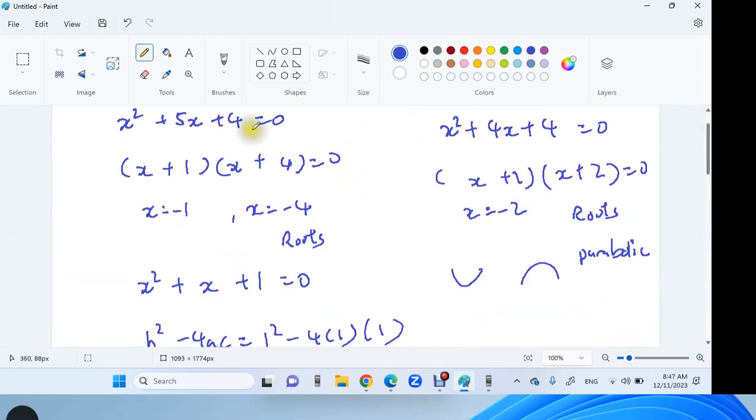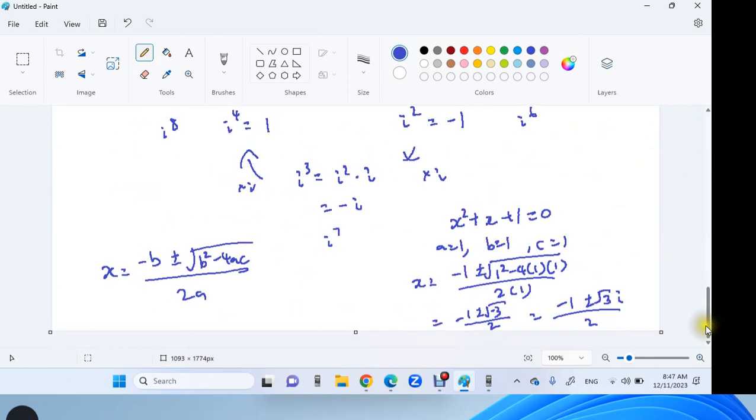And how to do this factorization, and how to get this formula, I will show to you in the other lesson.